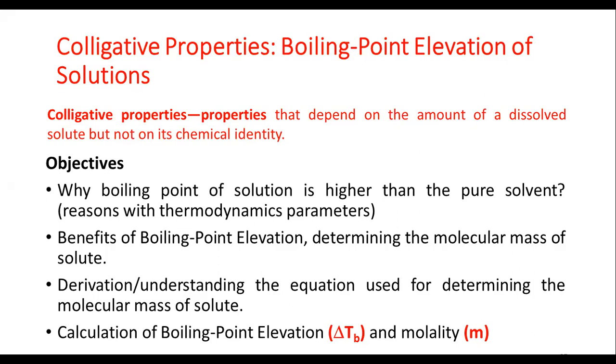In the previous two lectures, I have explained the colligative properties in detail, and the first colligative property was the lowering of the vapor pressure. In this lecture, I will explain the second colligative property, which is the boiling point elevation of the solutions. Briefly, colligative properties are those which depend on the amount of the dissolved solute, but not on its chemical identity.